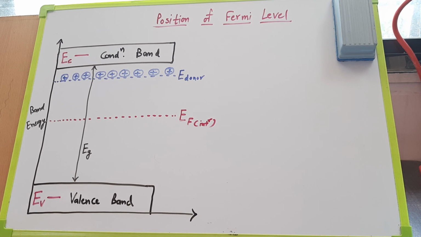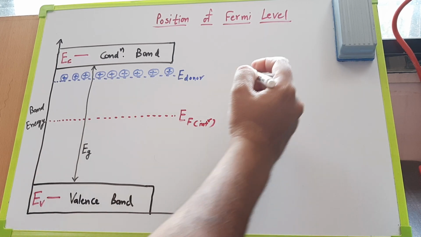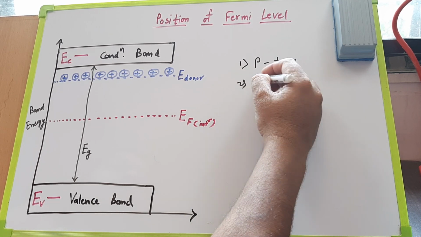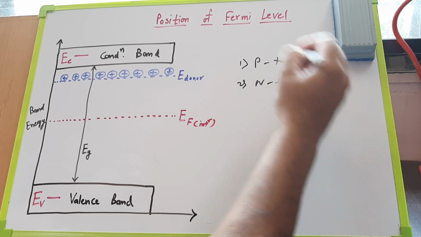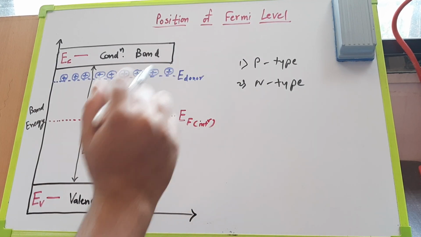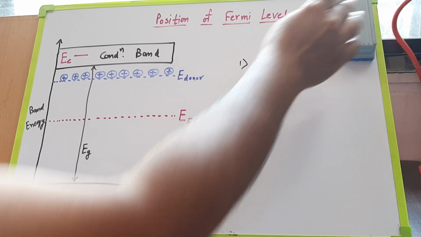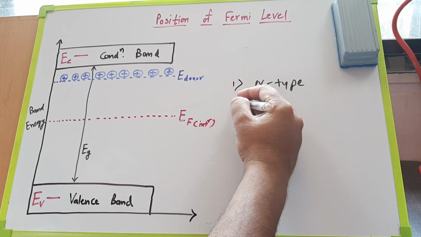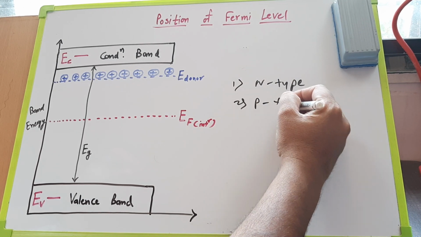Extrinsic means which are non-pure. So there can again be two cases: one will be p type and another will be n type. For n type, that is easiest. N type means there is a high concentration of electrons.